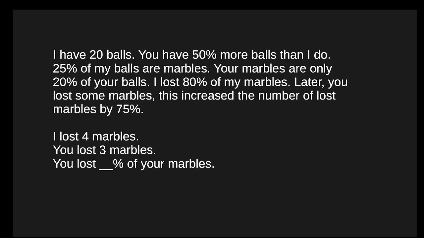Next part is your marbles are only 20% of your balls. So it's those 30 balls times 20%. So that's 30 times 20 divided by 100. If we simplify that, it's 6. So you have 6 marbles, but you lost 3 marbles. So those are the two numbers we're comparing, 3 and 6. For the calculation, it's 3 divided by 6 times 100. If we simplify that, it's 50. So you lost 50% of your marbles.